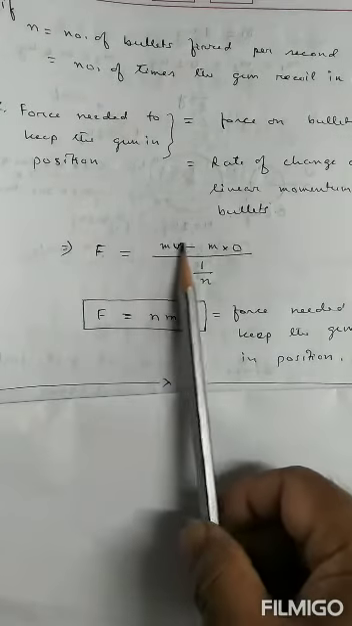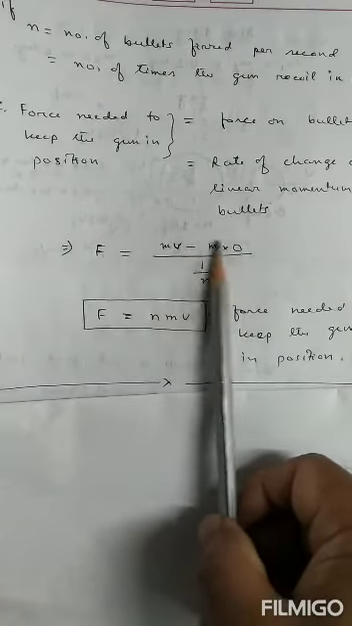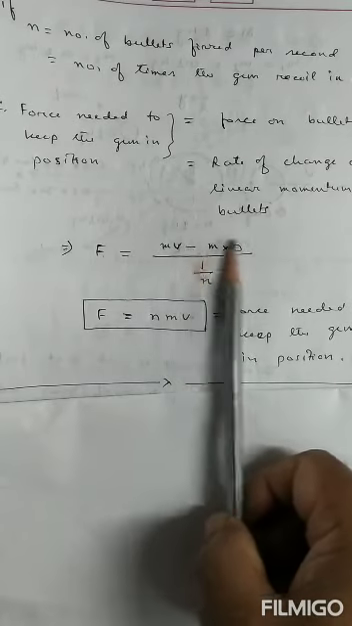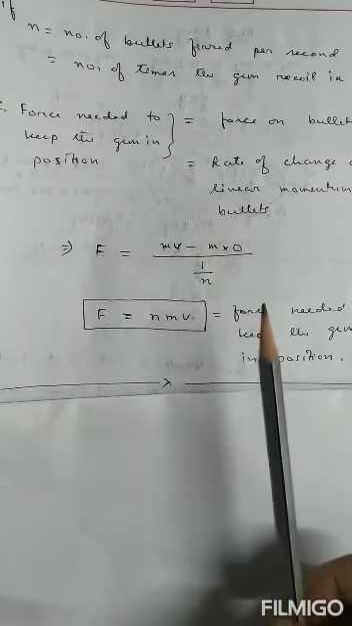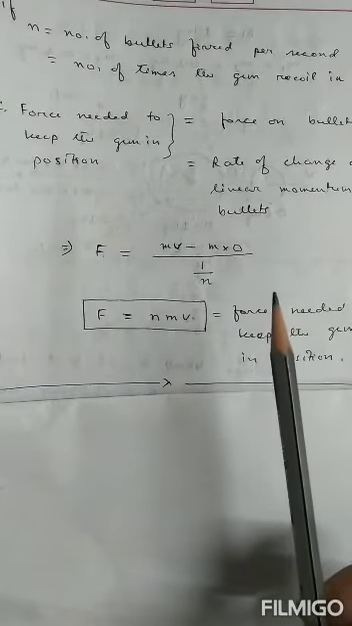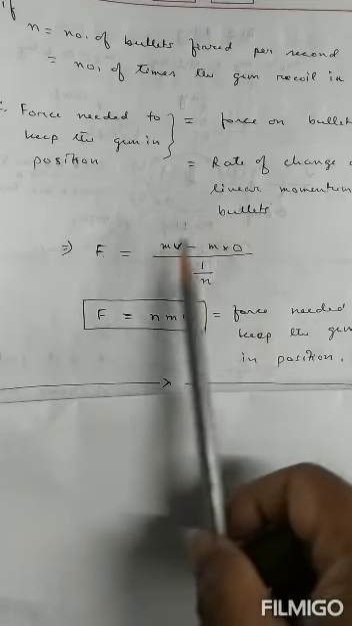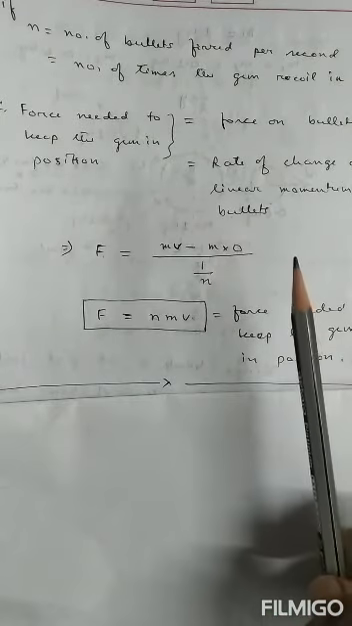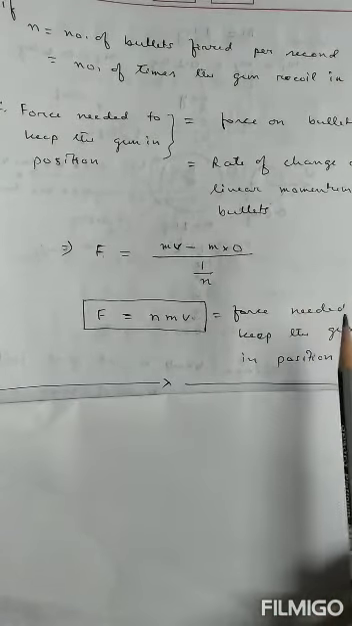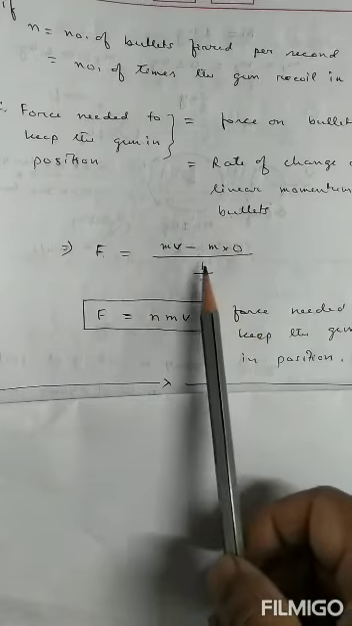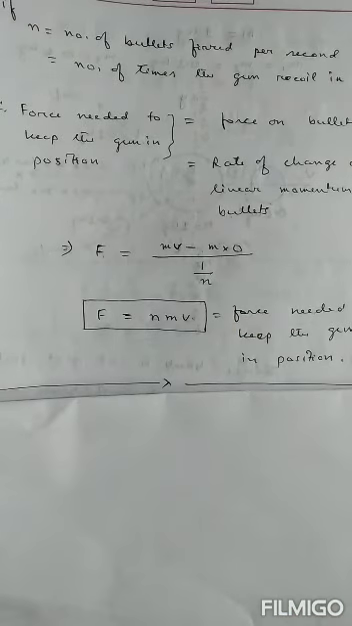So therefore, this equation gives us the change of linear momentum of the bullet divided by 1 by n. What is 1 by n?